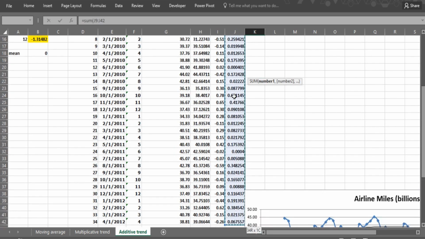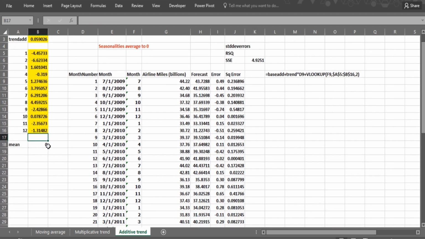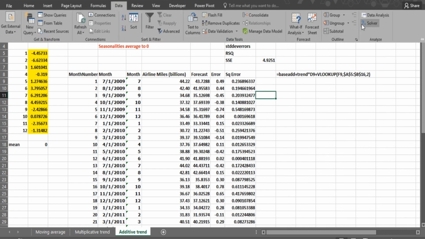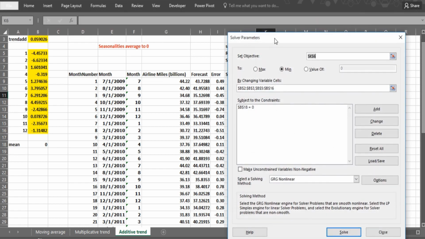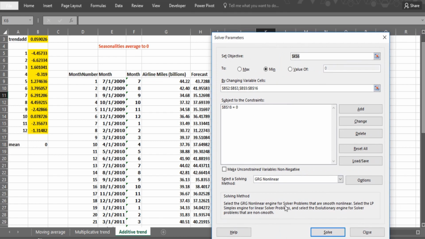Now, these happen to be the right numbers, but we can change them. And the average of the seasonal indices will be equal to 0. We'll fill in these two cells, the R squared and the standard deviation of the errors. So now if we run the solver, what should it look like? We should minimize the sum of squared errors. We should change the trend per period and the base, that's B2 through B3, and the monthly seasonalities, which average to zero. It's nonlinear due to squared errors.